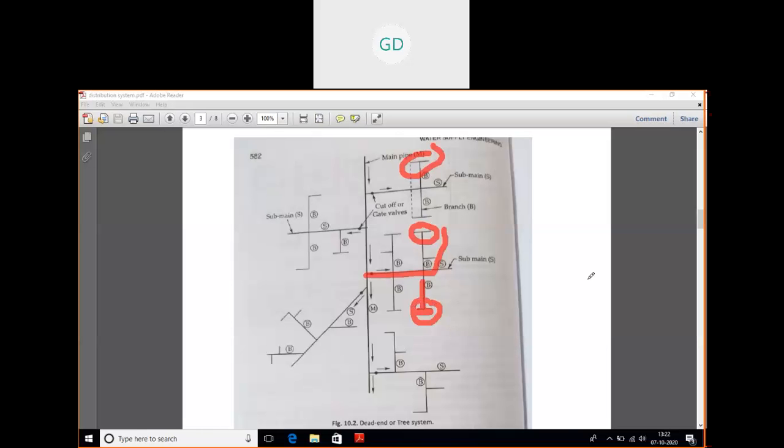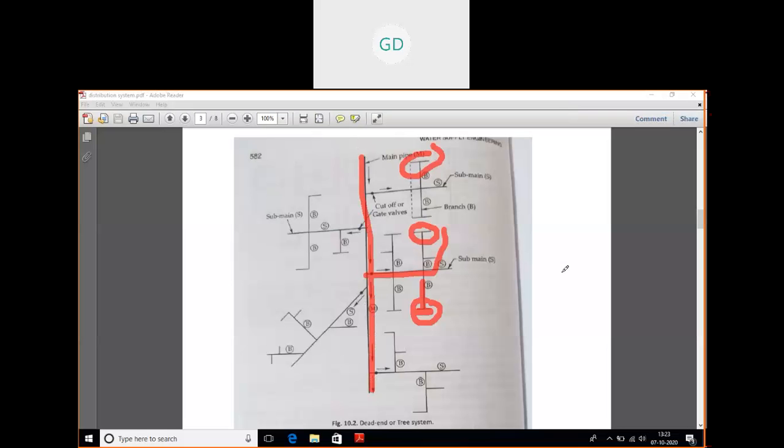The third disadvantage is that since there is only one main supply pipe, during an emergency or during a fire breakout, you cannot increase the discharge.